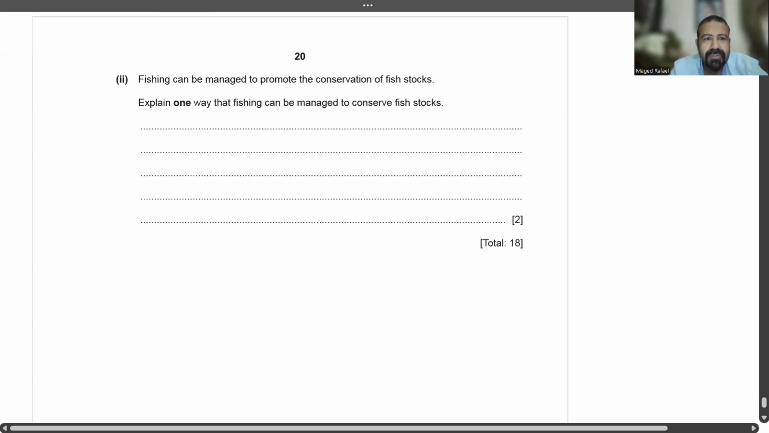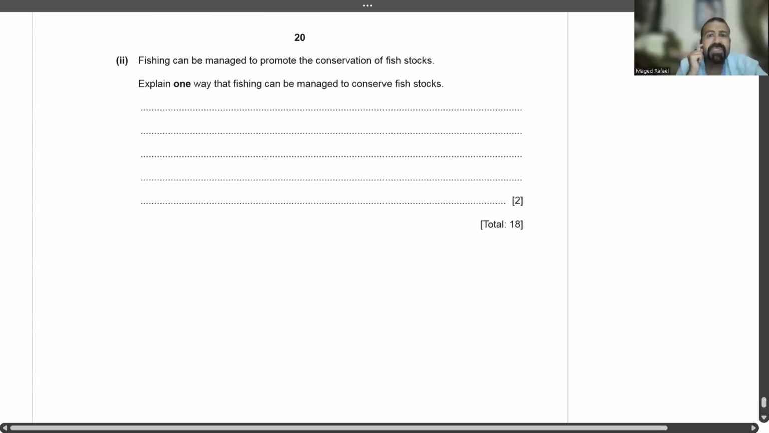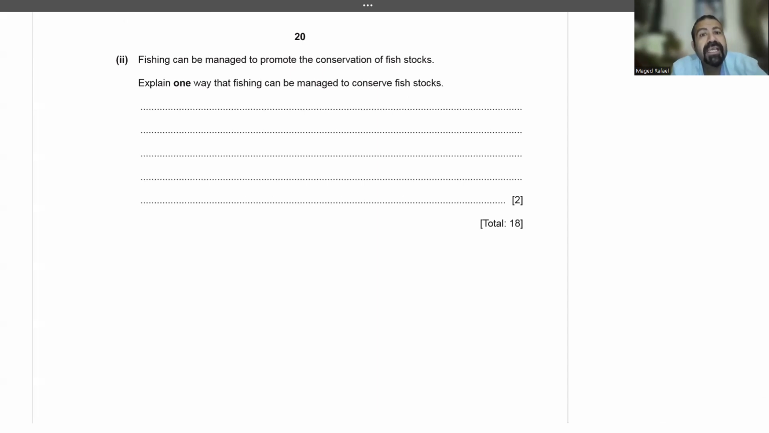Let's go to the last question in this paper. Fishing can be managed to promote the conservation of fish stocks. Explain one way that fishing can be managed to conserve fish stock. In the class, I mentioned, we could increase awareness or encourage people not to overfish.